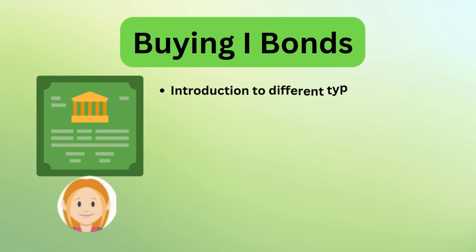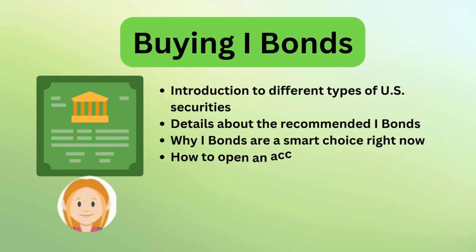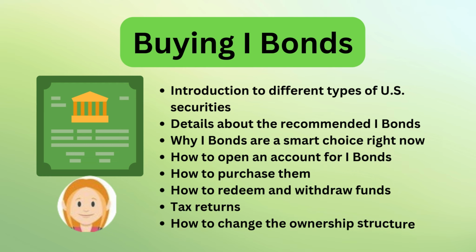Introduction to different types of US securities, details about the recommended I-bonds, why I-bonds are a smart choice right now, how to open an account for I-bonds, how to purchase them, how to redeem and withdraw funds, tax returns, how to change the ownership structure. Even if you're not planning to buy them right away, it might be useful to know what they are, so I recommend you to watch until the end.